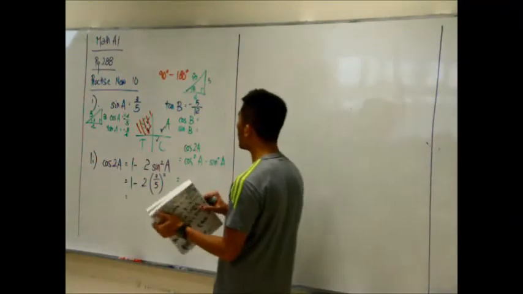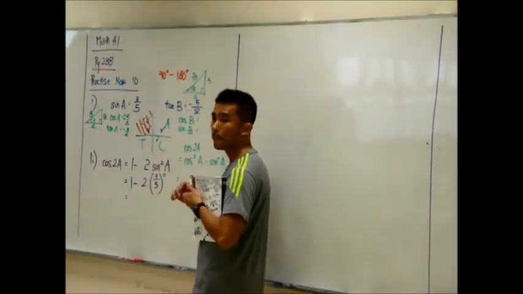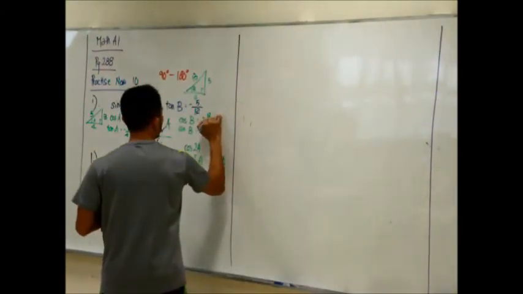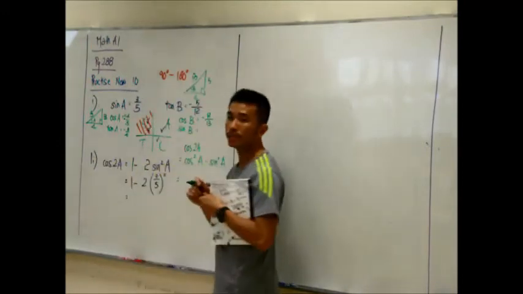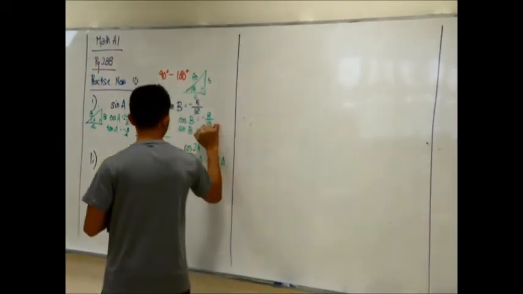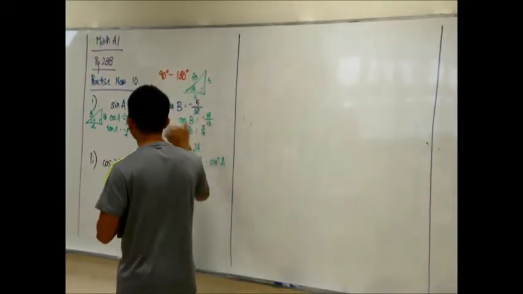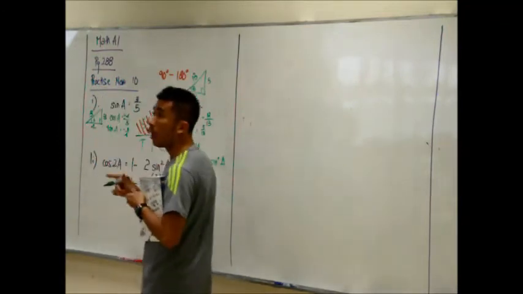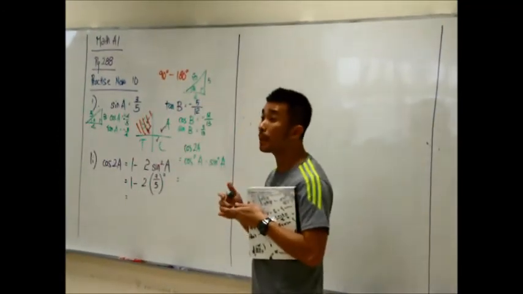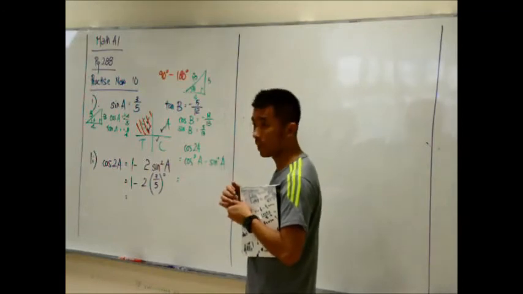Brandon, what's cosine B? Negative 12 over 13. How about sine B? 5 over 13. Okay, remember all these are your working. Alright, all these are your working.